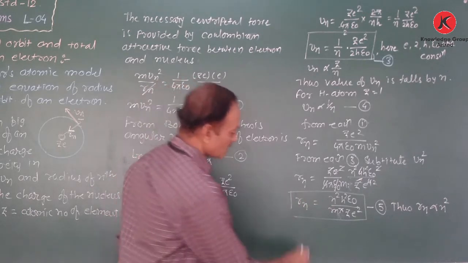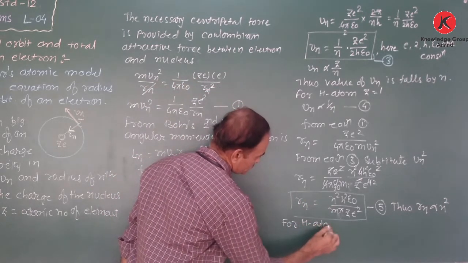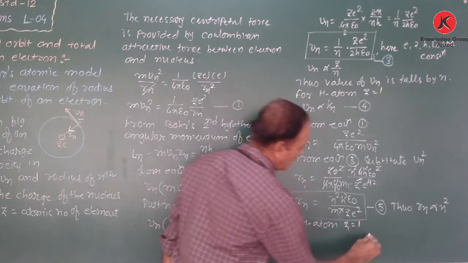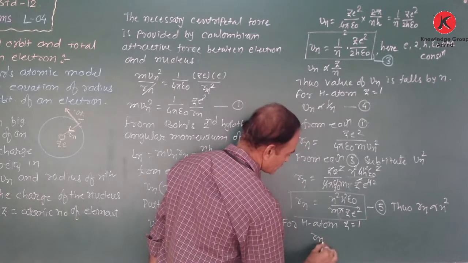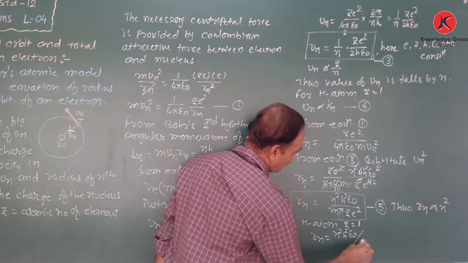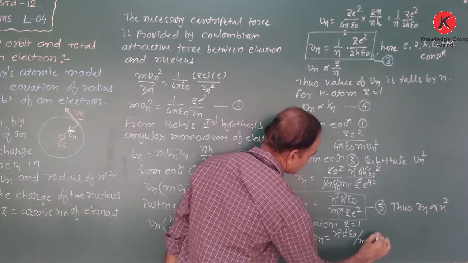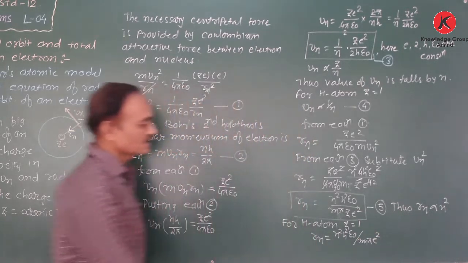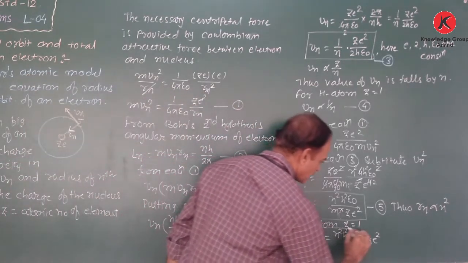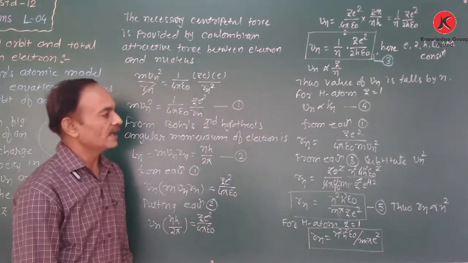For hydrogen, you know, Z is equal to 1, therefore Rn is equal to n square h square epsilon 0 upon m pi e square. There is the equation of radius of nth orbit for hydrogen.